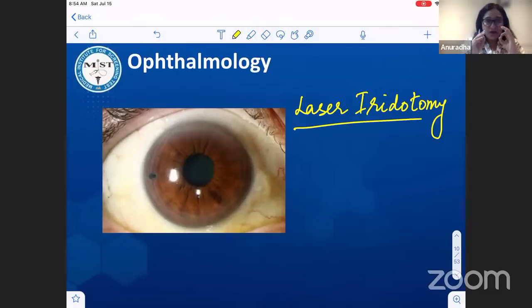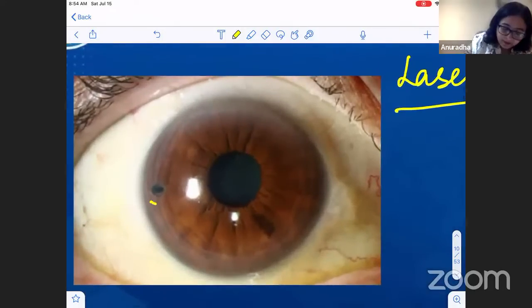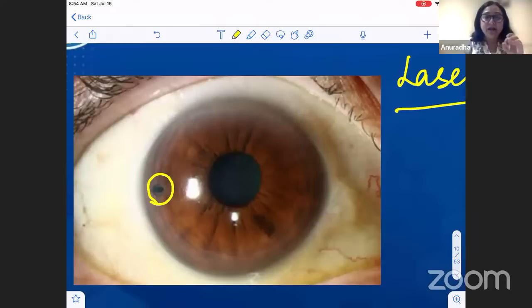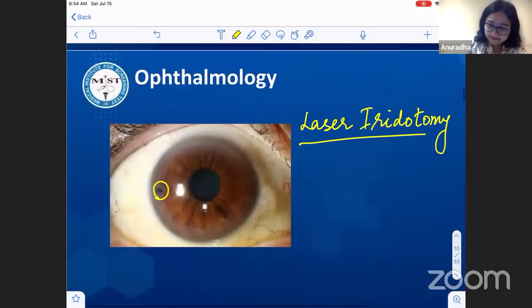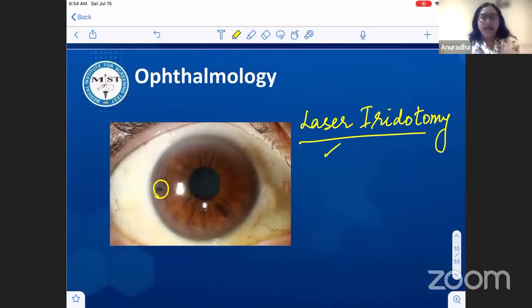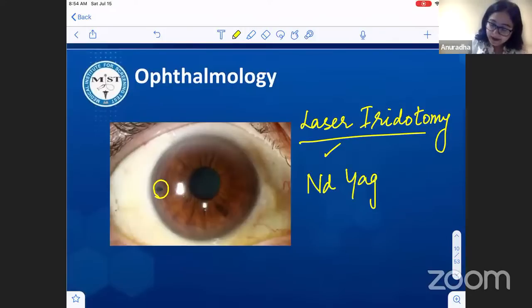In these cases, the treatment is given in the form of iridotomy. What you do is make an opening in the peripheral iris. Tomy means making an opening. Making an opening in the peripheral iris so that there is an alternate way for the aqueous to outflow if pupil block happens again. Now, this procedure can be done in the OPD by laser. That is why we call it laser iridotomy. And which laser is used? Nd:YAG laser is the laser which is used.